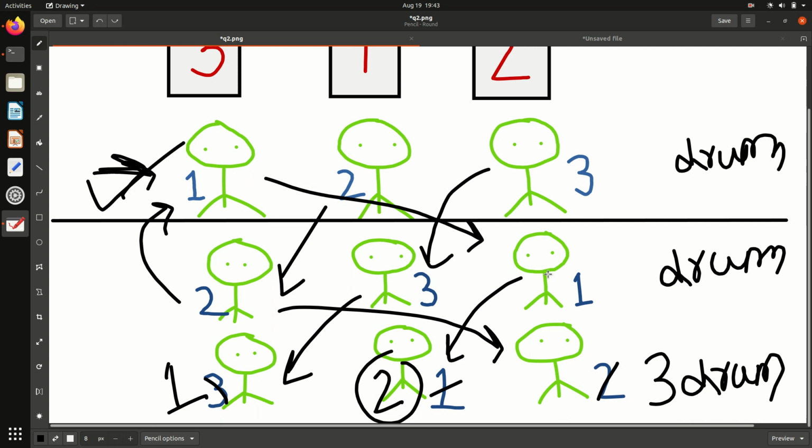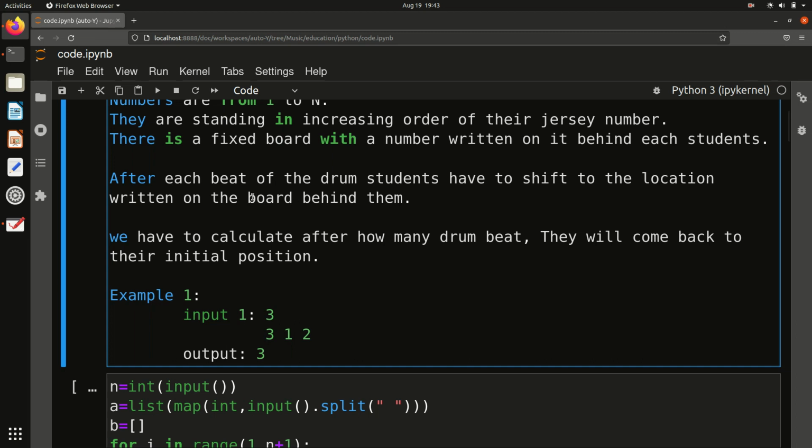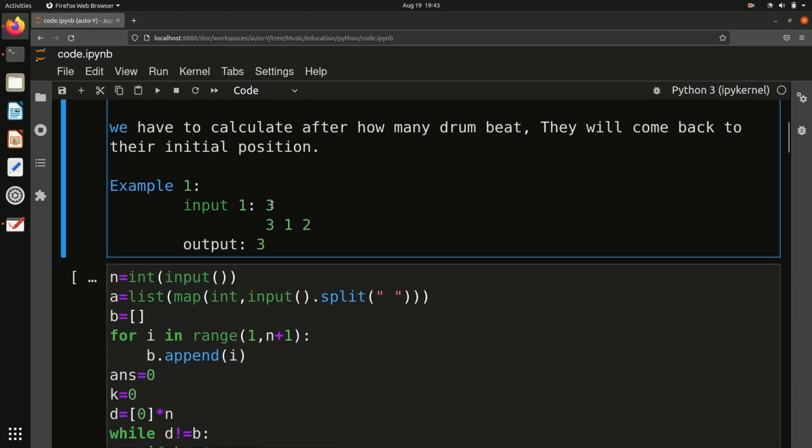Now the question is, we have to say how many drum beats happened. So drum beat 1, drum beat 2, and drum beat 3. After 3 drum beats, they came back to their original position from where they started. So this is the question they are asking. I hope you understood the question.